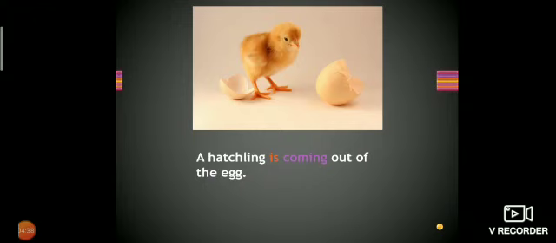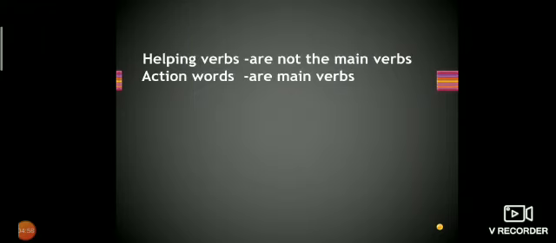Okay students, in this you have observed the words which are verbs, which are colored in different colors, right? Which are helping verbs and main verbs. Okay. Helping verbs are not the main verbs. Action words are main verbs. Okay, let's see the example.